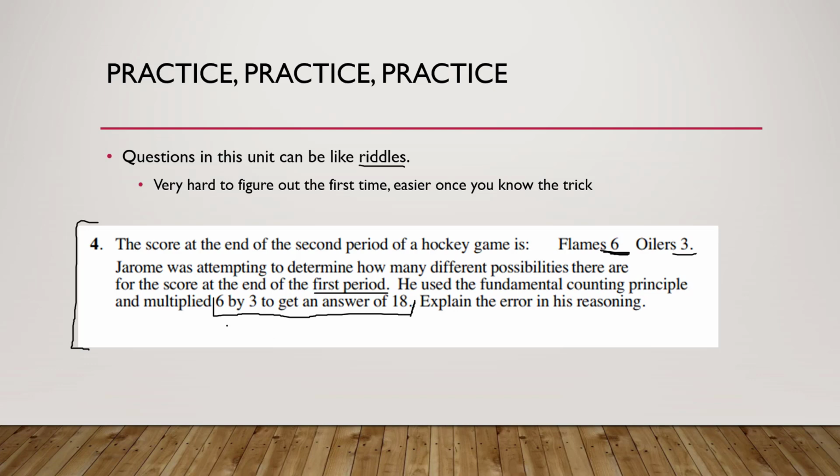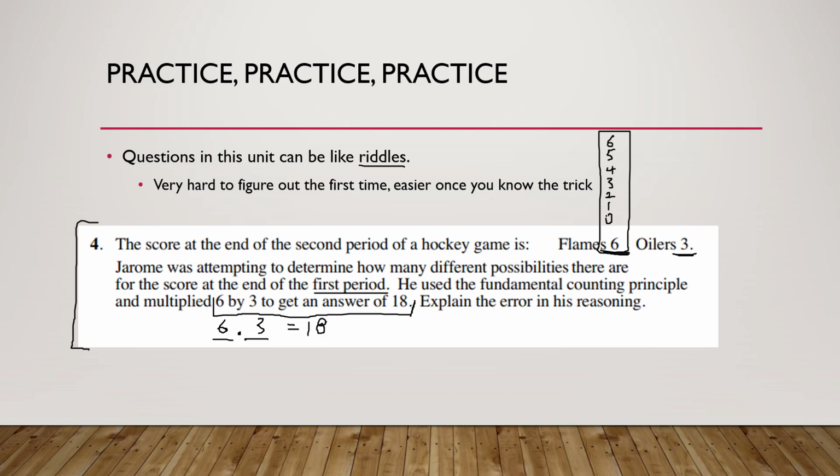Well, that must mean 6 options for the Flames. Oilers have scored 3 goals at that point. 3 options for the Oilers. 6 times 3 in our fundamental counting principle will get us 18. But that isn't correct in this particular problem. This is where thinking about our sample space comes in. So for the Flames, they could have scored 6 goals, 5 goals, 4 goals, 3 goals, 2 goals, 1 goal by the end of the first period.